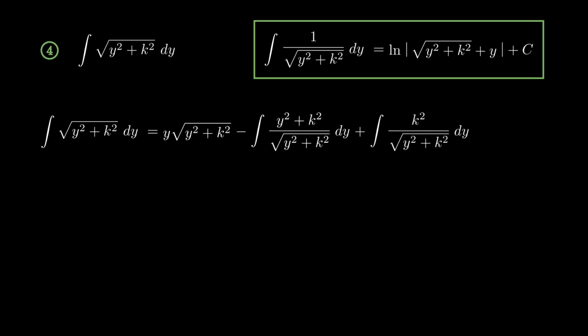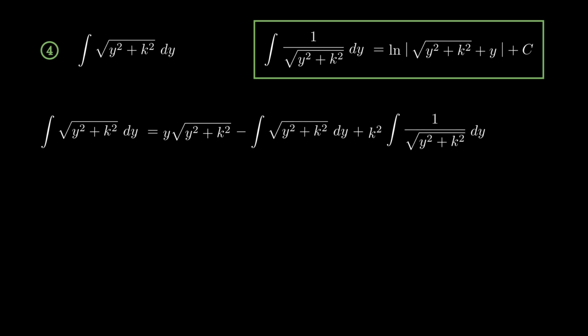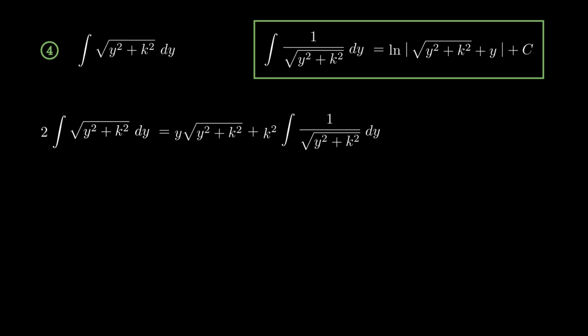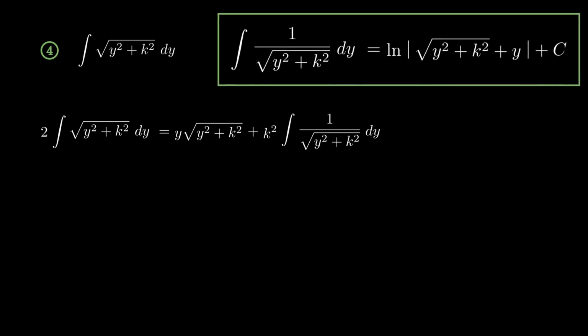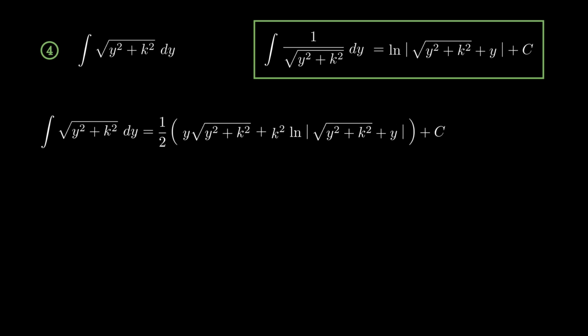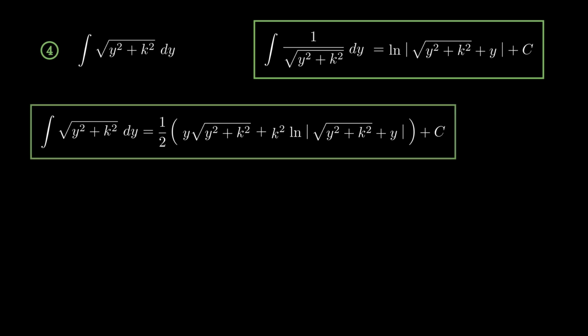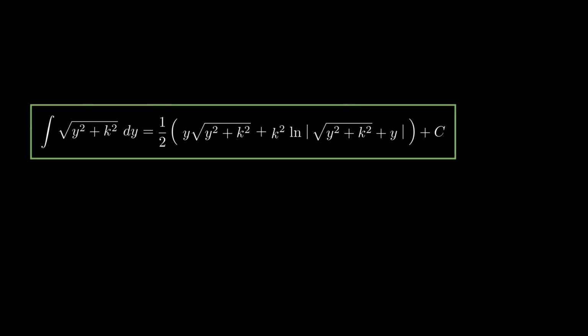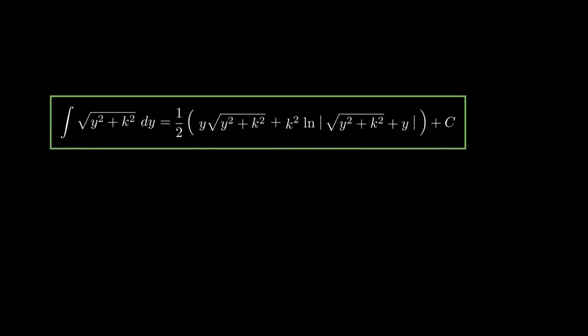Next, decompose this term into the integral of y squared plus k squared over square root of y squared plus k squared, dy, and the integral of k squared over square root of y squared plus k squared, dy. Simplify and combine like terms. Now use the previous result. The solution is equal to 1 over 2 times y times square root of y squared plus k squared, times natural log of modulus of square root of y squared plus k squared plus y, plus a constant c.